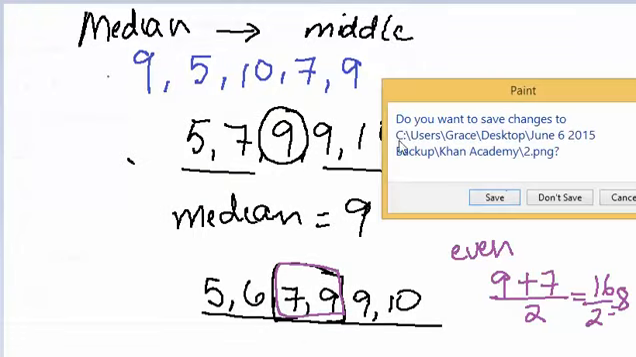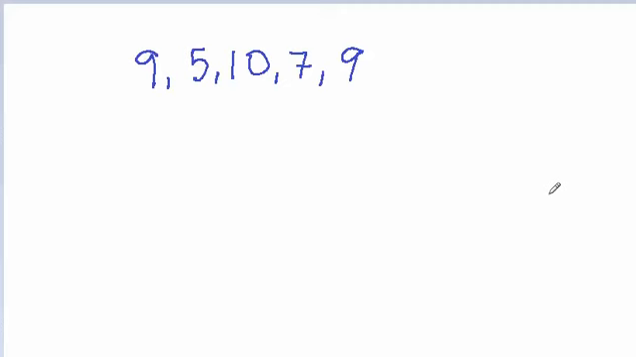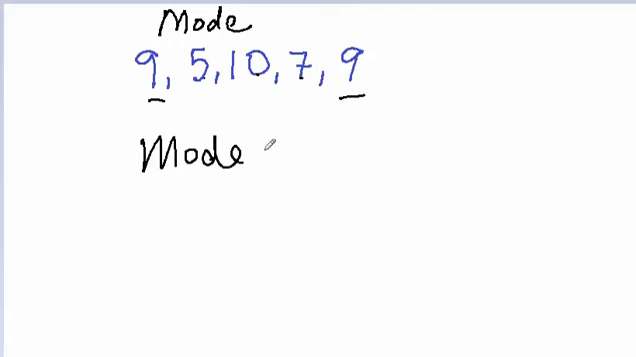Now, if you have the same 5 test scores and you want to calculate the mode. The mode is the most frequently occurring number. 9 occurs 2 times, 5 occurs once, 10 occurs once, 7 occurs once. So you have 9 occurring 2 times, and so your mode would be equal to 9, because 9 is the most frequently occurring number.